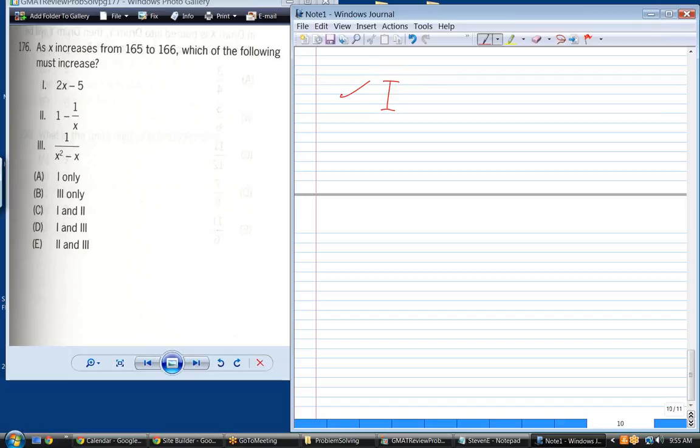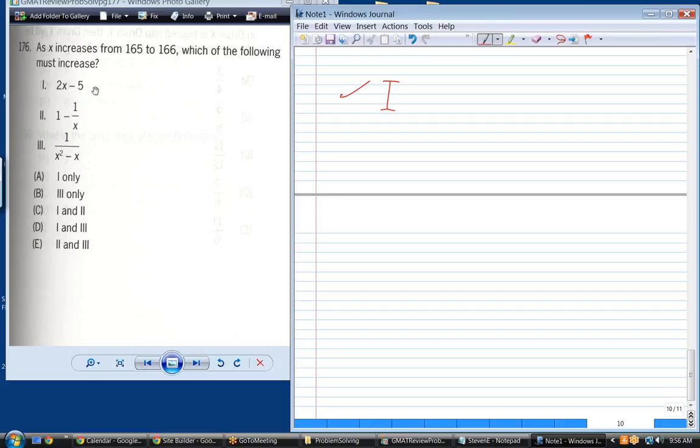But what if you only increase by a point percent? Well, here's the thing you want to see. If we're going from 165 to 166, this quantity, 2 times that number, gets bigger. Well, I know that, but if... That's all you need to know. It doesn't matter whether we're subtracting 5 from it. We're going to be subtracting 5 from a bigger number. So if 2x gets bigger, then 2x minus 5 is going to get bigger. In fact, 2x minus 100 would get bigger.